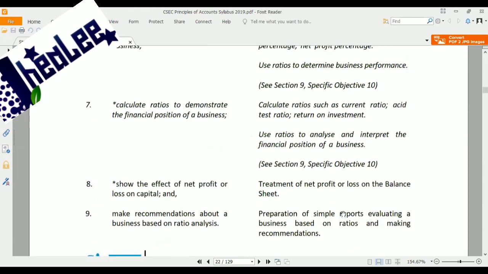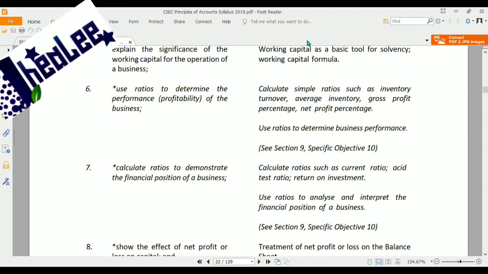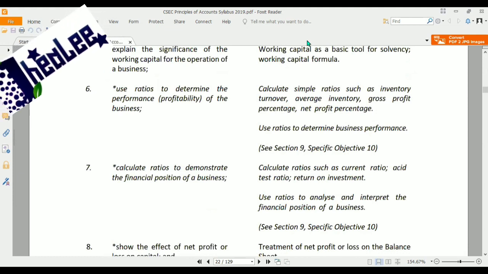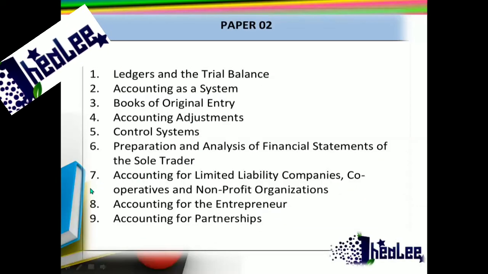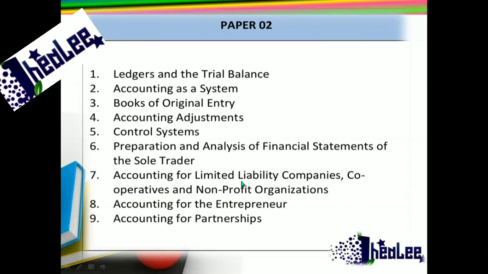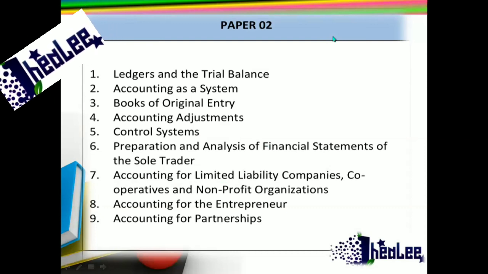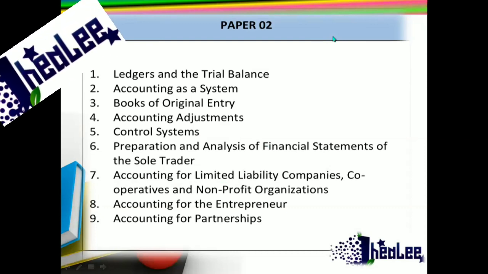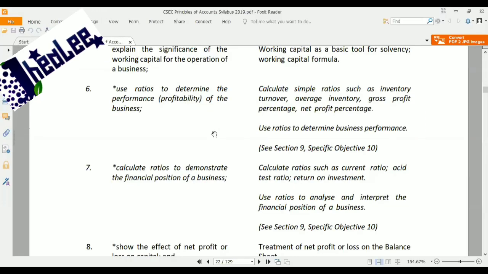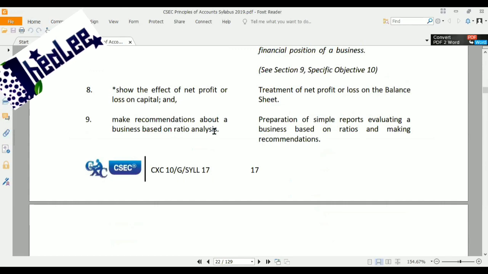So that is it for the preparation of accounts for sole trader and the analysis of that business, the sole trader business. Number 7, accounting for limited liability companies, cooperatives, and non-profit organizations. And like it or not, this is a big topic right there. So we're going to scroll through the syllabus and try to find that area and then comb through.